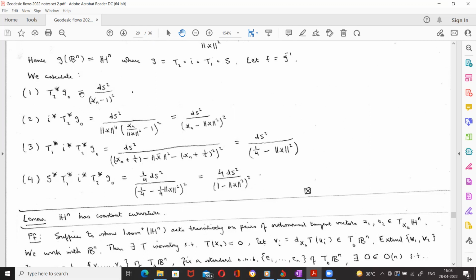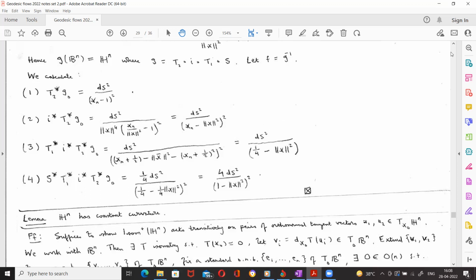All right, this one is easy. T2 is a translation. I star of ds squared, we know what it is. It's ds squared over norm x to the 4. And then you have this, basically the nth coordinate of I of x here, minus 1 whole square. And then this T1 is a translation and S is a scaling. So it's easy to check what happens to the metrics here. Is this all right? Yes? This is an easy computation right now.